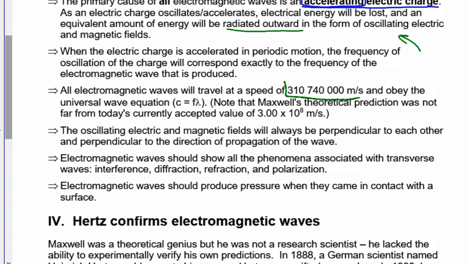Okay? All electromagnetic waves will travel at a speed of, and this is what he said, this large number, which is actually pretty amazing because he came up with this large number all from the math. Remember, he was a brilliant mathematician. And this number is quite close to what they actually observed later on, 3 times 10 to the 8 meters per second, the speed of light. And he also said it's going to obey the universal wave equation, c equals frequency times wavelength. Okay?